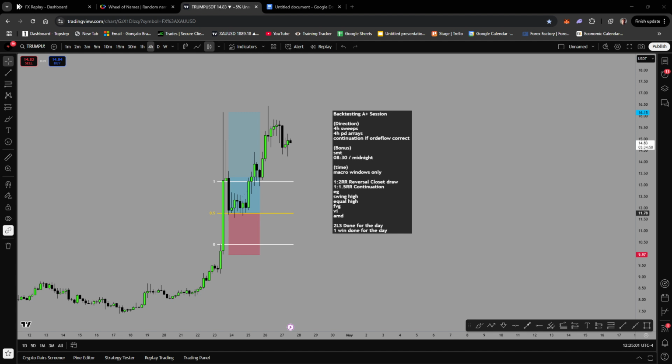So targets will be a swing high, equal highs, fair value gaps, volume imbalances, and AMD. We just go for the closest draw after a 1 to 2 or a 1 to 1.5. Now, 2 losses, we are done for the day, and 1 win, we are also done for the day, and 2 small wins, we can also be done for the day.